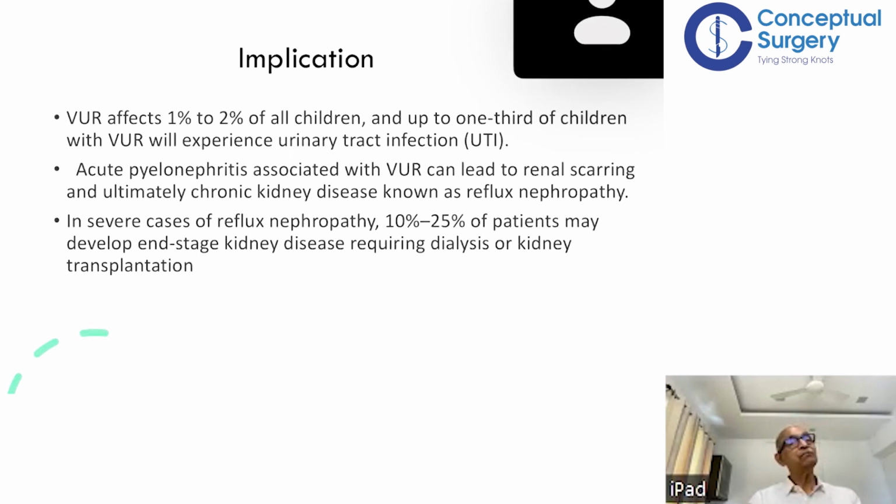Now, this is the implication for children. What about adults? Adults also present with VUR, but because of different conditions, which I'll show you in the etiology, and they also go through the same pathology. So if there is a reflux going on, you need to think of preventing urinary tract infection and also think of correction if it is present on a long-term basis. In severe cases of reflux nephropathy, about 10 to 25% of patients will develop end-stage kidney disease. This, as you can imagine, is a very serious implication.